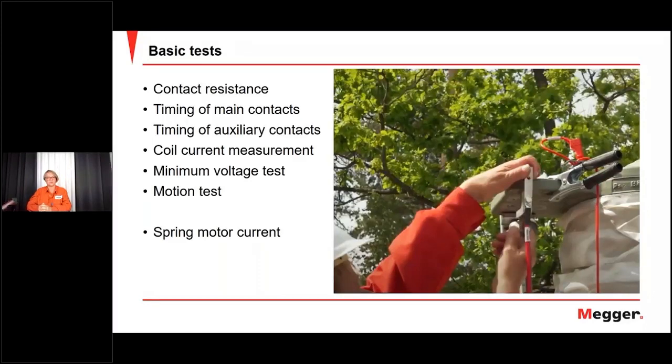Another test you should do is the minimum voltage test. You should check that the circuit breaker operates also when the battery is not at its best. And to cover this with the operating mechanism, I really recommend to do motion tests. And it's also good to check the spring motor. So you measure the spring motor current.